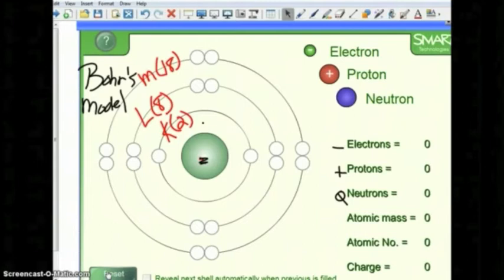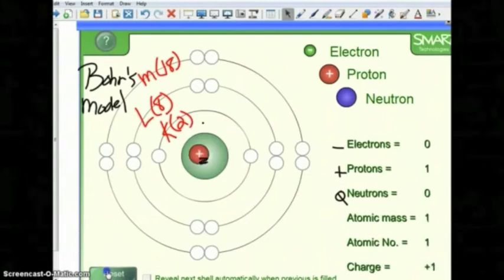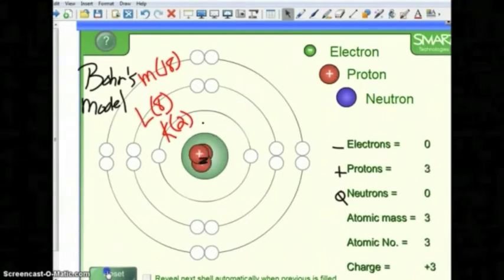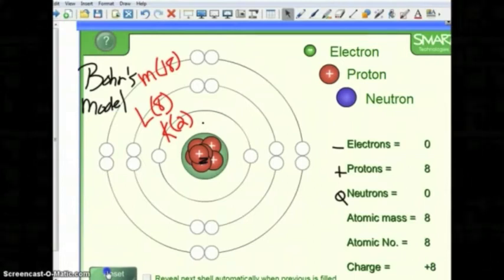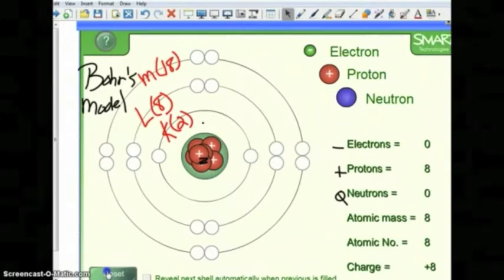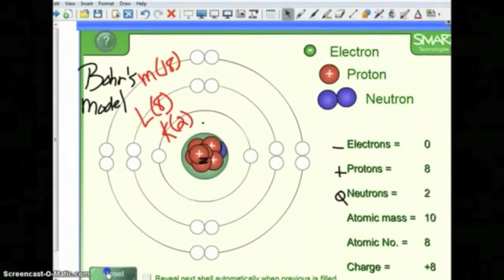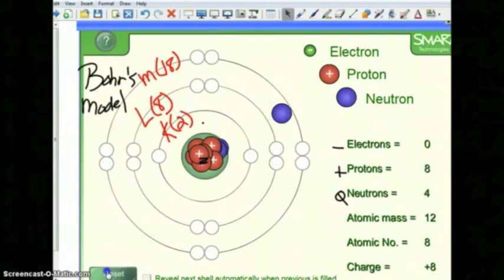Oxygen's atomic number is 8, which means it has 8 protons. 1, 2, 3, 4, 5, 6, 7, and 8. Its atomic mass is 16. That means it has 16 particles in its nucleus. Since 8 of those particles are protons, the other 8 must be neutrons. 1, 2, 3, 4, 5, 6, 7, and 8.